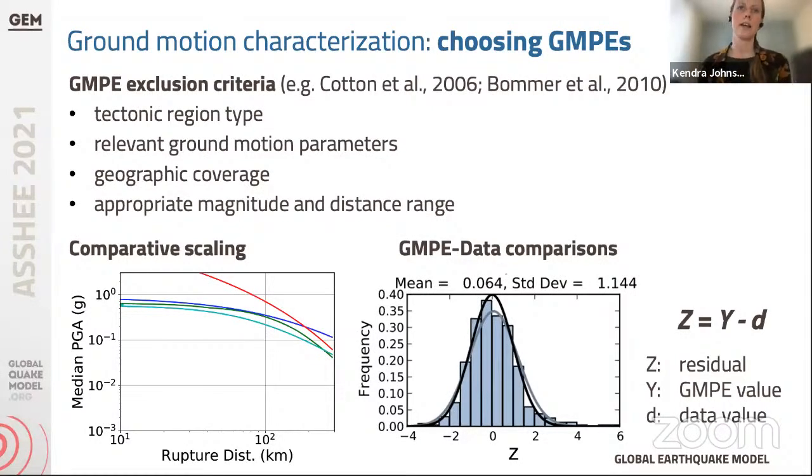So starting with comparative scaling, in which we take a look at how the GMPEs are behaving at different extremes that are included within the model, and how this compares to the other GMPEs' performance in these instances. In the optimal case, we use GMPE data comparisons, in which we can compare ground motion recordings for the area to the predicted values from the GMPEs, and find ground motion models that have small residuals and are ultimately performing well in that area.